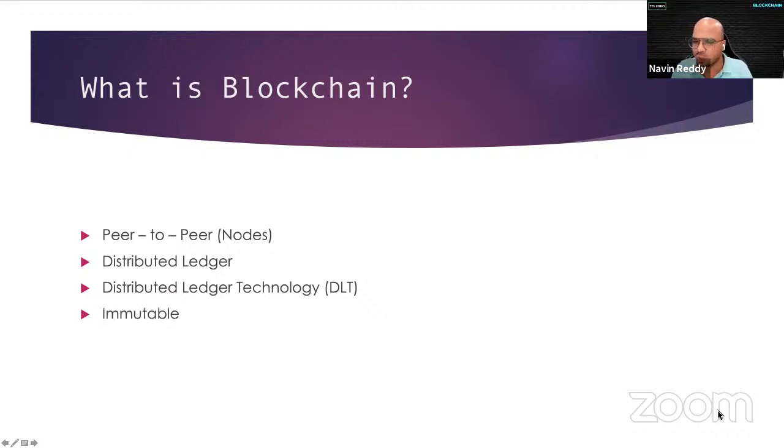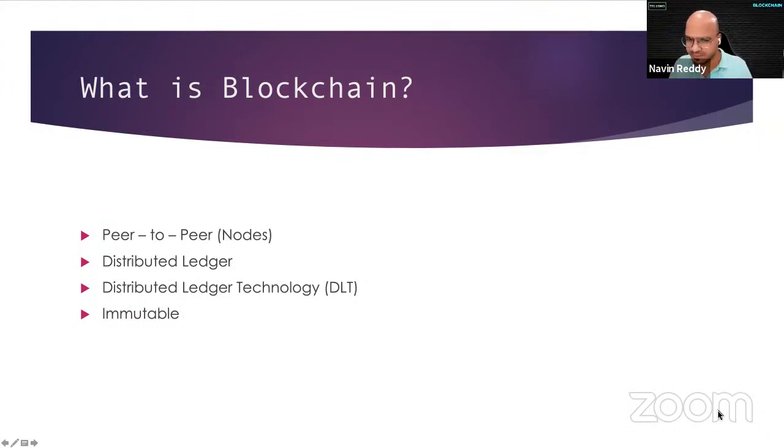And then we also want something which is immutable. Now, if you combine all those things, peer-to-peer, distributed ledger technology, and immutability, you get something called blockchain. Again, why the word blockchain? That's a different thing. We'll talk about the word. But blockchain is a combination of all those things.